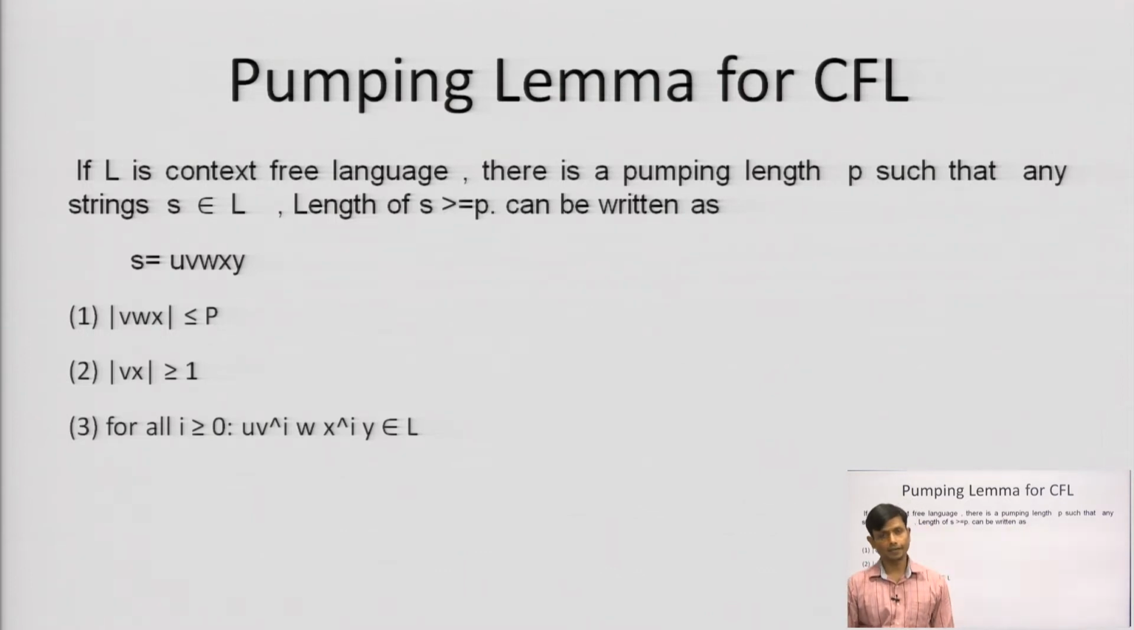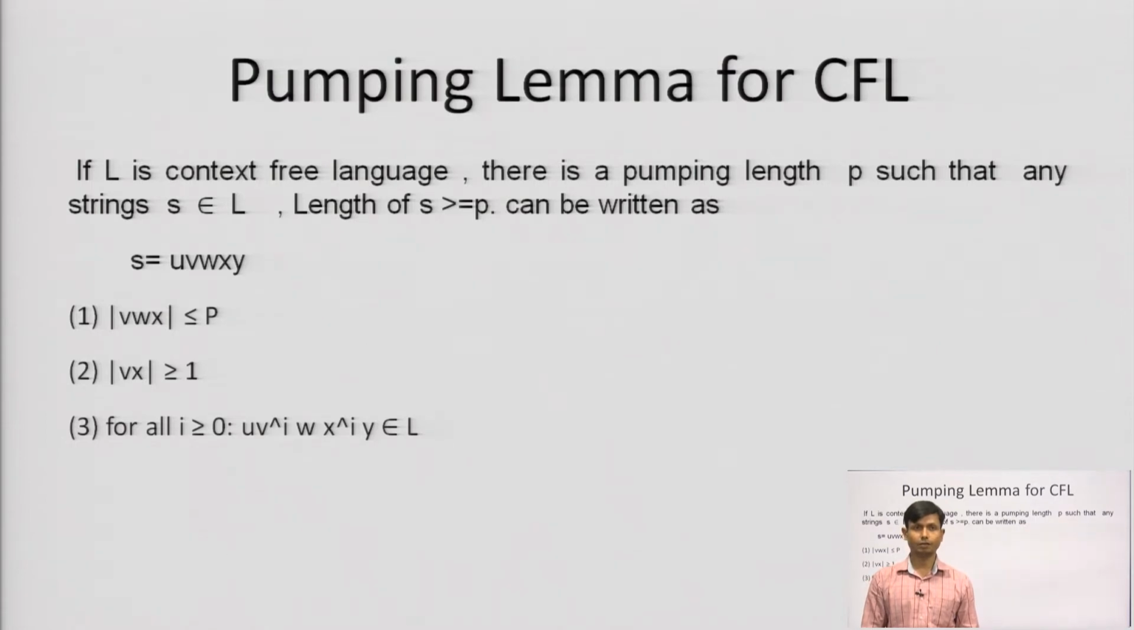We have to take a pumping length. Any string S with length greater than or equal to the pumping length can be written as U V W X Y. We divide the string into 5 parts. First, the length of V W X should be less than or equal to P. If you combine all 3, that should be less than or equal to the pumping length. Second, the length of V X should be greater than or equal to 1. You cannot take V and X both empty; you have to take something of length at least 1.